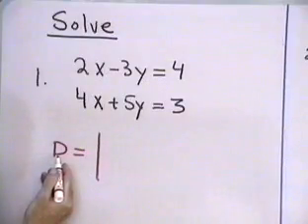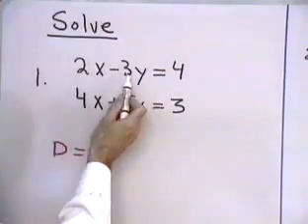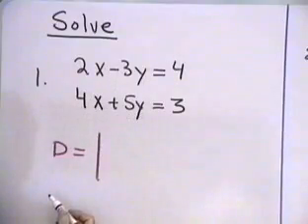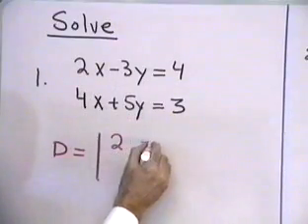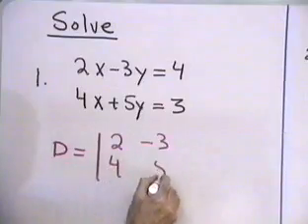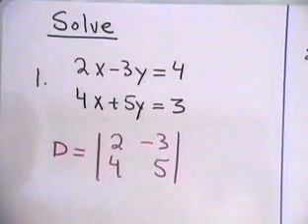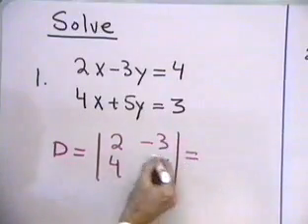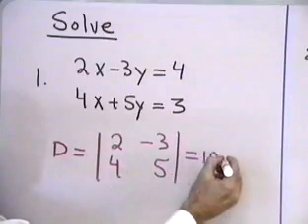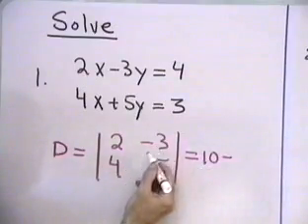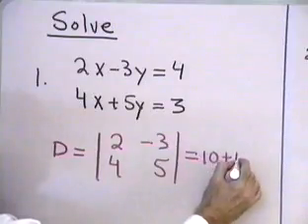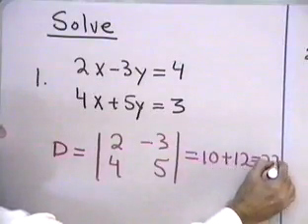The determinant big D is the determinant of just the coefficients of x and y in the system of equations. So it'll be 2, -3, 4, 5. Now, that determinant's easy to evaluate. That's going to be 2 times 5 is 10. Subtract 4 times -3, which is -12. So 10 plus 12, which is 22.